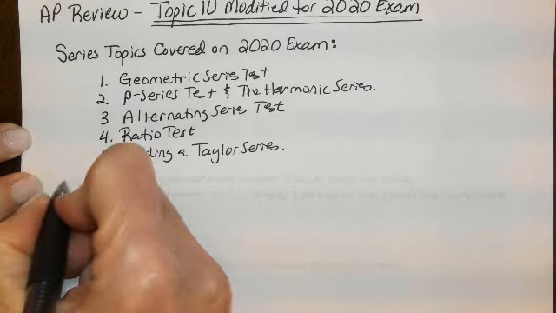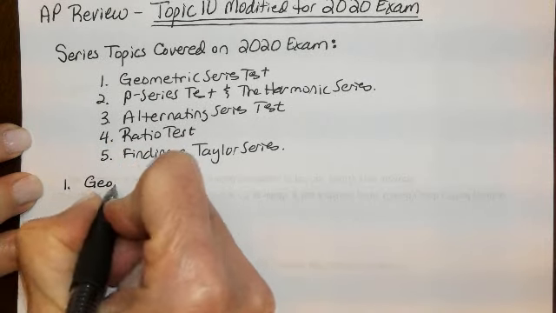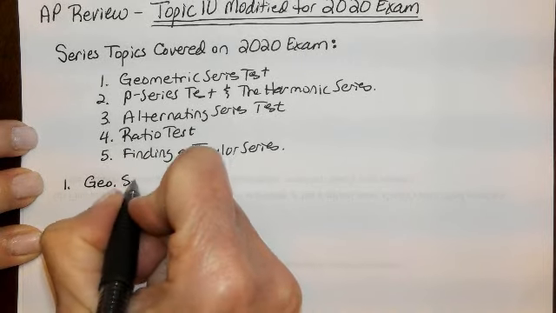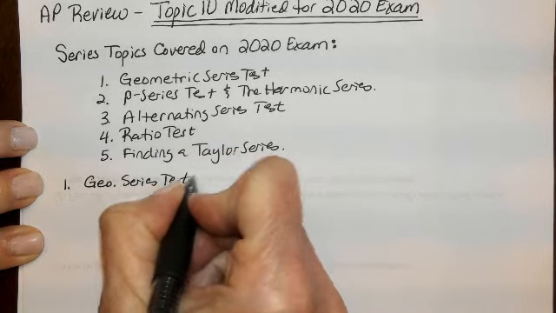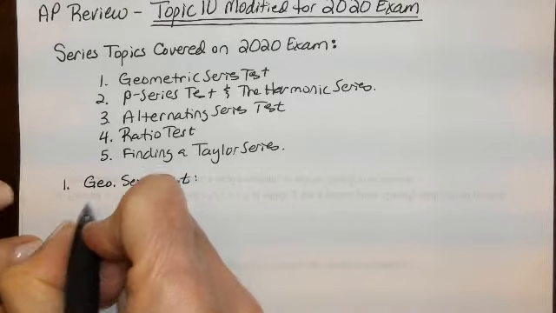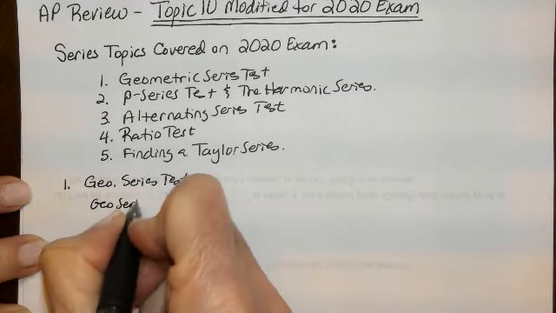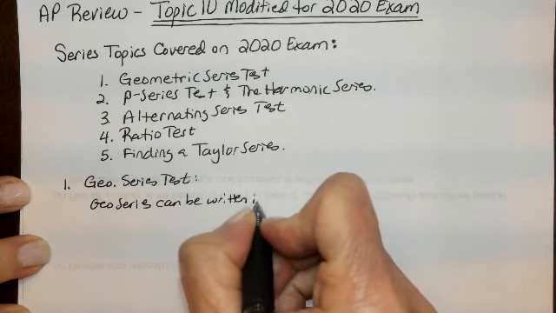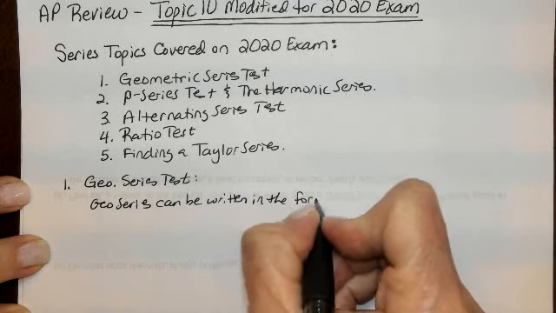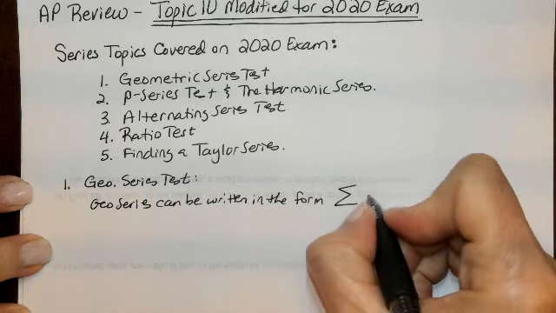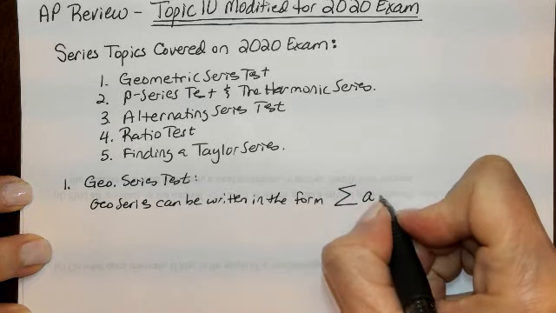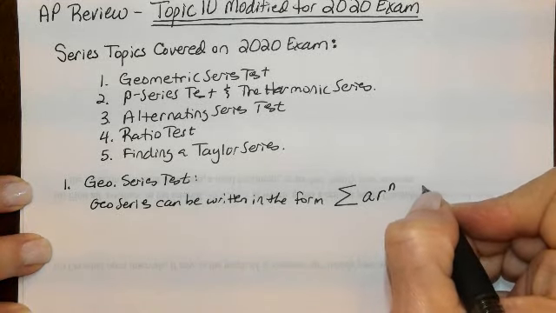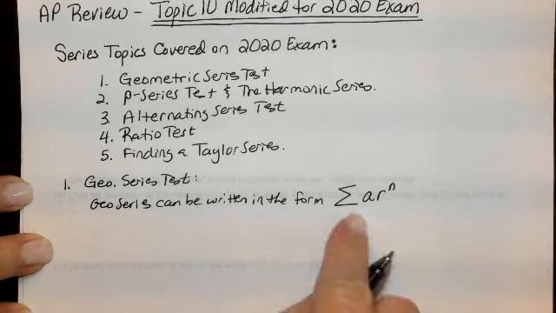Okay, first of all, for the geometric series test, if you'll allow me to abbreviate some of these things so I don't have to write it all out. Geometric series test. Okay, first of all, a geometric series can be written in the form, got your sum, and then some constant times r to the n. Okay, some constant times r to the n. So every geometric series can be written in that form.